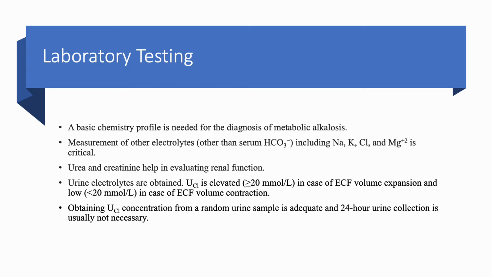What about urine electrolytes? Well, we're going to look at urine chloride. If urine chloride is 20 or above, then we have extracellular fluid volume expansion. Below 20 millimole per liter, you have extracellular fluid volume contraction, and this is usually the case. Contraction alkalosis is much more common. Now, like I said, it's not enough to look at the sodium because many times it's elevated due to the excretion of sodium with the bicarbonate. Now, we don't need to do a 24-hour urine collection for chloride. You can just do a random urine specimen for chloride.